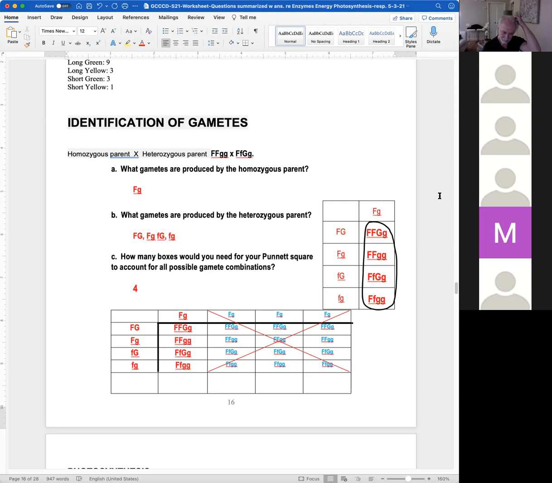So 16 isn't a wrong answer, but it's not the best answer. The most efficient, the best answer would have been 4: one gamete from the first parent, four potential gametes from the second parent, four boxes. I think, Scott, the point you made right at the beginning is that even though a 16-box Punnett square is not wrong, if you came to the conclusion of 4, it indicates you really understood the process.